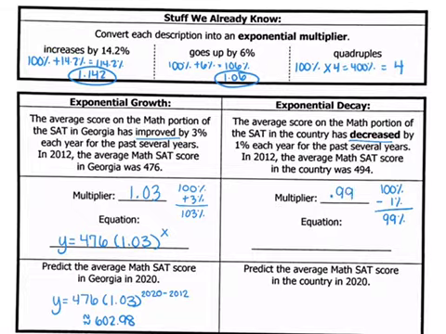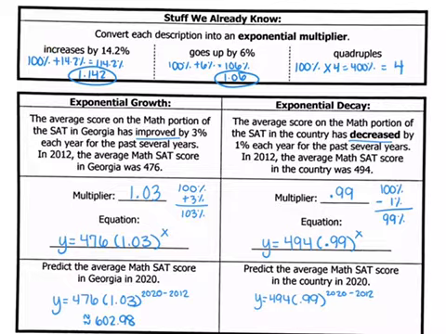The equation is going to have a similar setup. It's still going to have an a value, and that a value still represents the initial amount that it starts us with, the 494. The multiplier is 0.99, and we have our exponent. All right, last part here. Predict the average math SAT score in the country for the year 2020. So just like before, I'm going to set this one up, 494 multiplied by 0.99, and this ends up being to the 8th power again, because we're starting with 2020, and this data is from 2012.